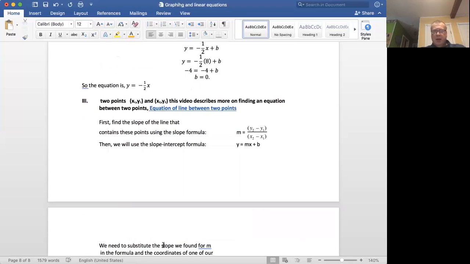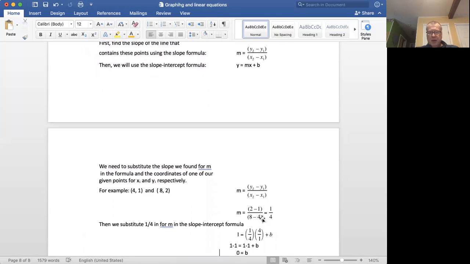Now, sometimes we have 2 points. This is an important scenario where we have 2 points. We need to find the slope using the formula. So when you're given 2 points, the first thing you do is use the formula to find the slope. And that slope formula, if you remember, is the change in y over the change in x. And then after that, we plug one of the points into this form along with the slope and solve for b, just like we did before. And so let's take a look at an example.